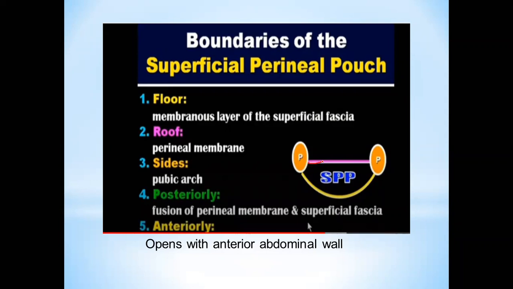This roof is formed by the perineal membrane. The sides are formed by the pubic arch on both sides, and posteriorly it is formed by the fusion of the perineal membrane and the superficial fascia. Anteriorly, the superficial perineal pouch opens into the anterior abdominal wall. So anteriorly it is connected with the anterior abdominal wall, and posteriorly it is formed by the fusion of the perineal membrane and the superficial fascia.